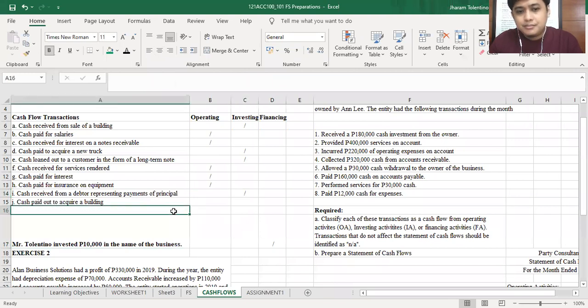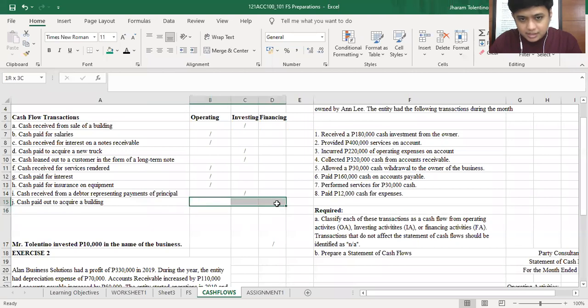Next. Cash paid out to acquire building. Madali na lang yan. Investing activity. Okay? So ang bago lang talaga na nakakalito, interest. Pero para hindi na kayo malito, interest yan, lagay mo na lang operating. Ganun lang. Para hindi na kayo mahirapan. Operating activities. Okay? So another problem nyo lang is the notes receivable.